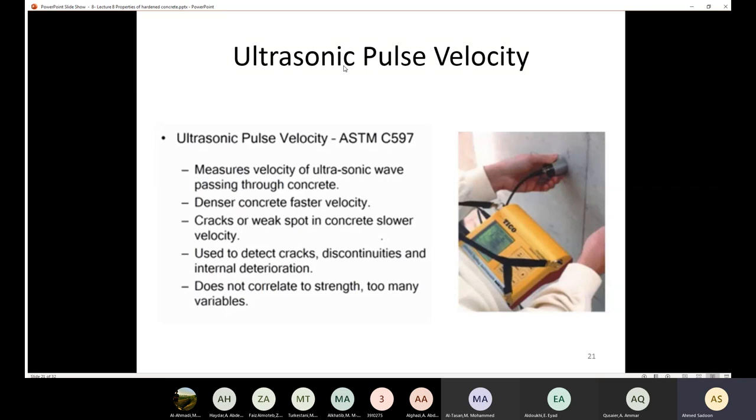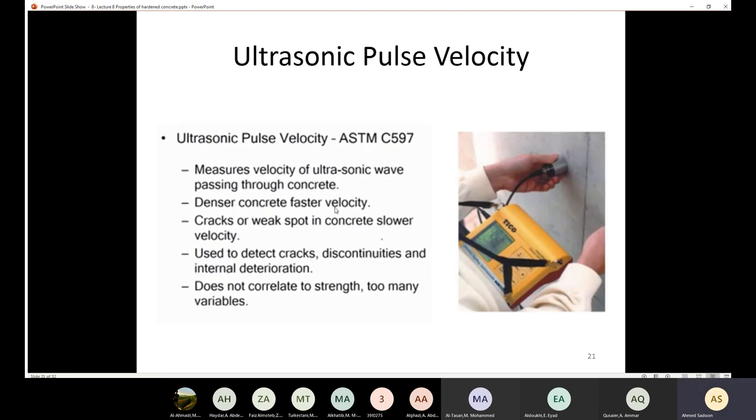Finally, we have the ultrasonic pulse velocity. It looks like that. It has two ends, the first end and the second end. It looks like the tool that is used by the doctors. This one is going to measure the velocity of ultrasonic waves. This device at one end is going to release an ultrasonic wave, and the other end is going to receive that wave. So this one measures the velocity of the ultrasonic wave passing through the concrete.